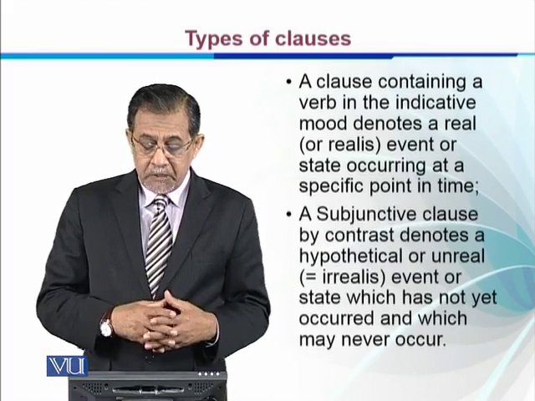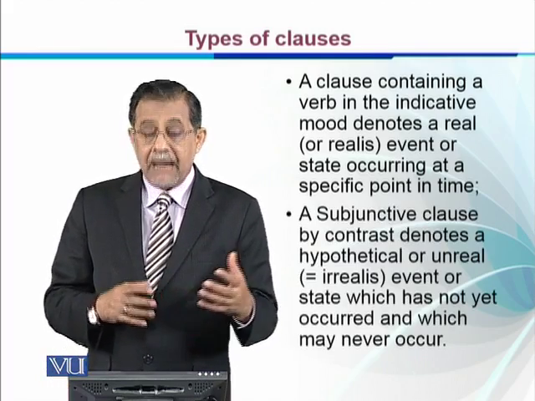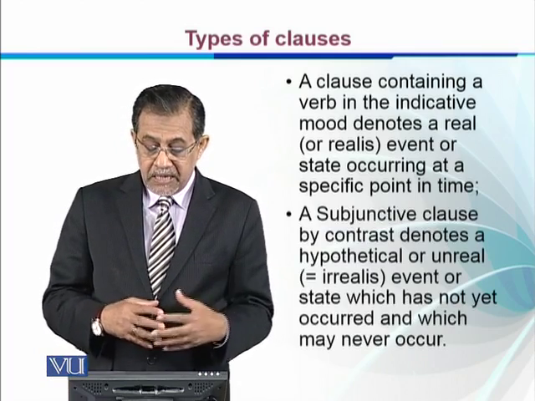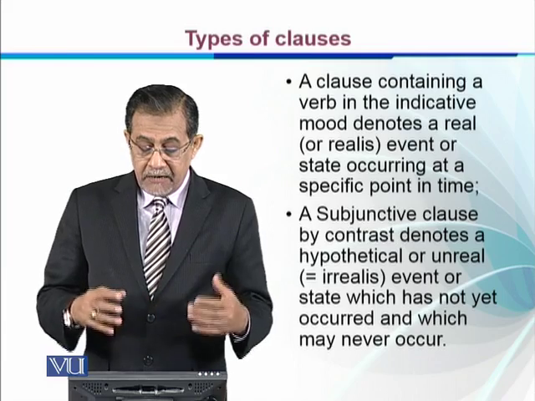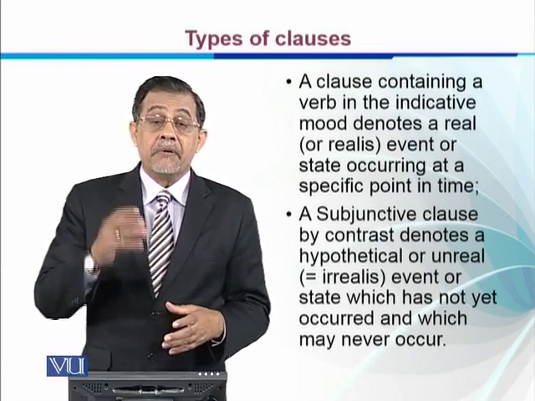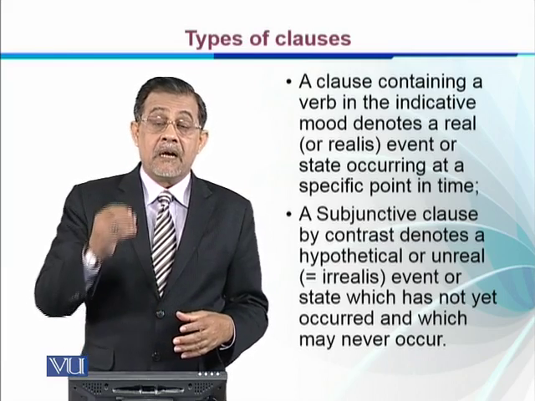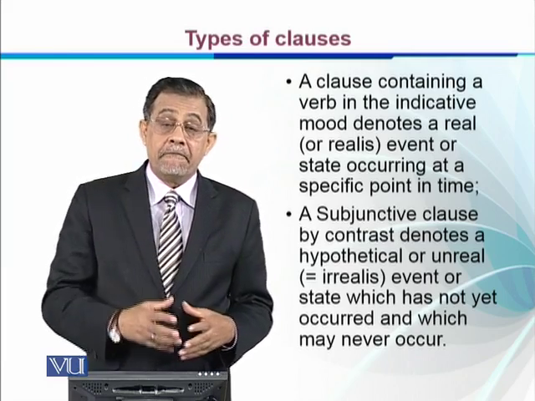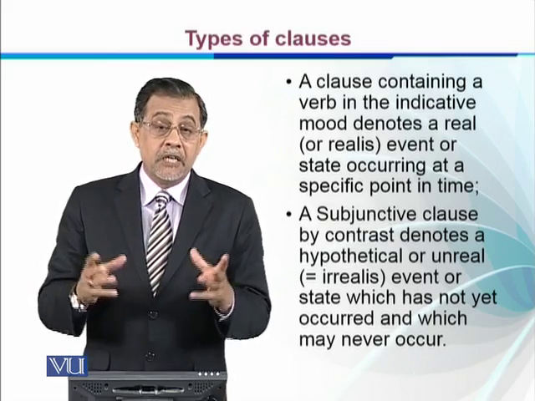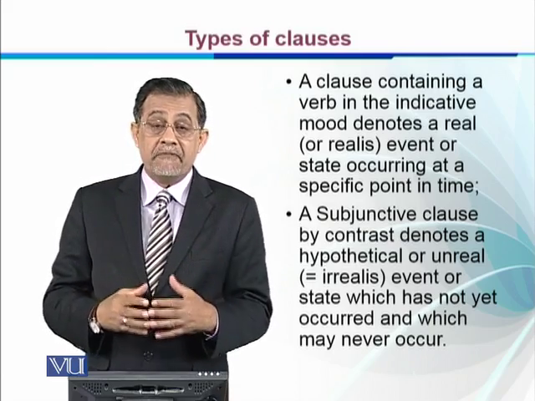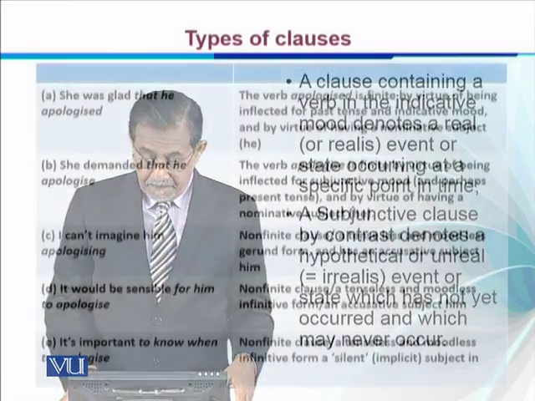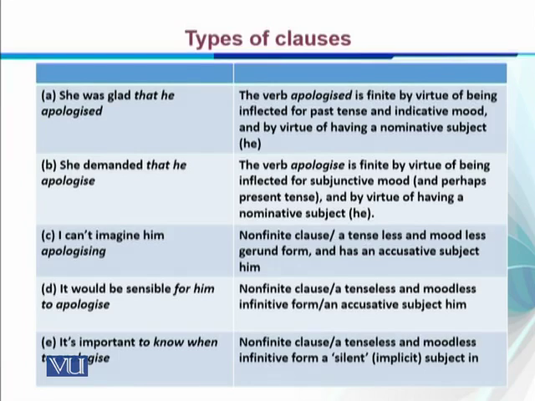A subjunctive clause, by contrast, denotes a hypothetical or unreal event or state which has not yet occurred and which may never occur. For example, a very common sentence: I wish he were alive. I wish I were the president of a country. So these are not real events. These are imaginary events, right? So we have a few clauses.